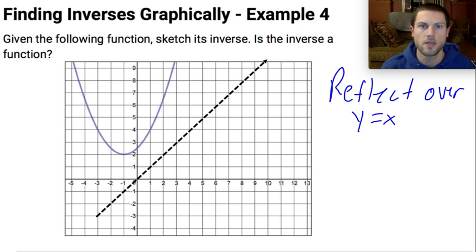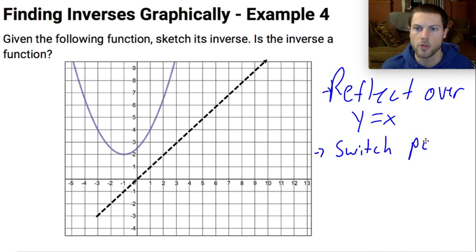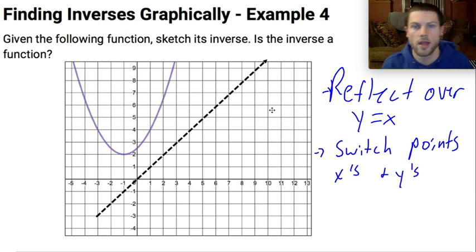And what I'm going to do is I need to next switch my points or my coordinates. I want x's and y's. So basically I'll take every single coordinate and I'm going to switch x and y's. I don't need to take every coordinate I see, but let's just take some of the most important ones.